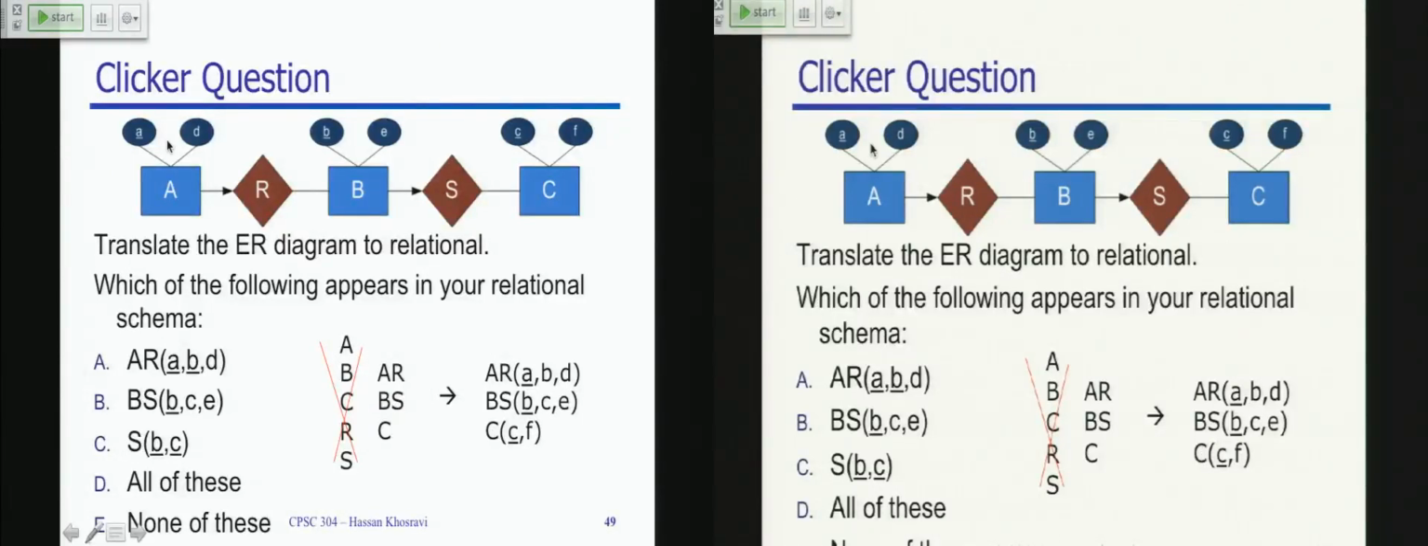Okay, so I would need A and D because they are inside this table. I would also need B because I need to know which B this A is referencing. The next question is, is this B going to be part of the key or not? It's not going to be part of the key because A is already determining B. Once I know the movie, Avatar, I know who the director is. I don't need to make that director part of my key. So AR with attributes A, B, D, with A being the key, is my first table, which is combining these two. Any question on that?